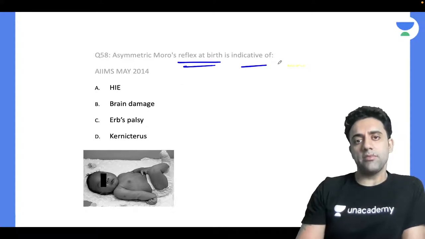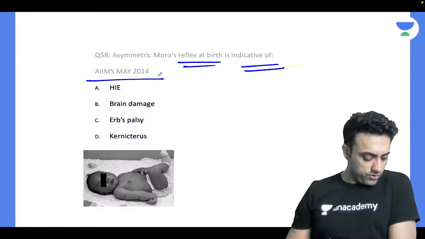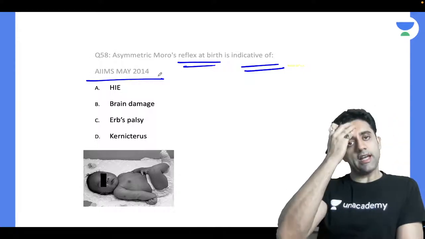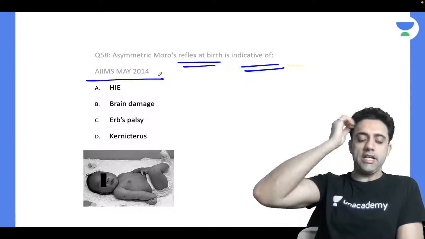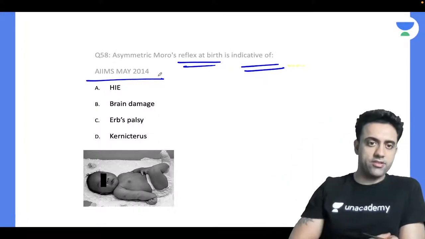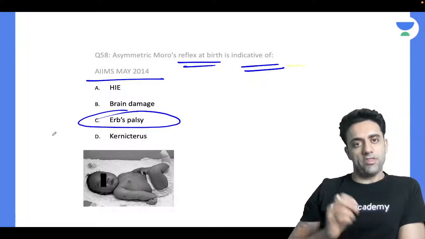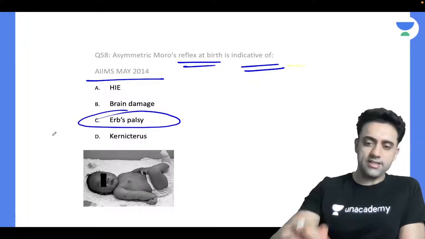Asymmetric Moro reflex at birth is indicative of what? AIIMS May 2014 question. A, B, C, D. What do you think? Yes, very good. Asymmetric Moro reflex at birth is indicative of what? The options are HIE, brain damage, Erb's palsy, and kernicterus. What do you think? The answer is Erb's palsy. The most common cause of asymmetric Moro is Erb's palsy.